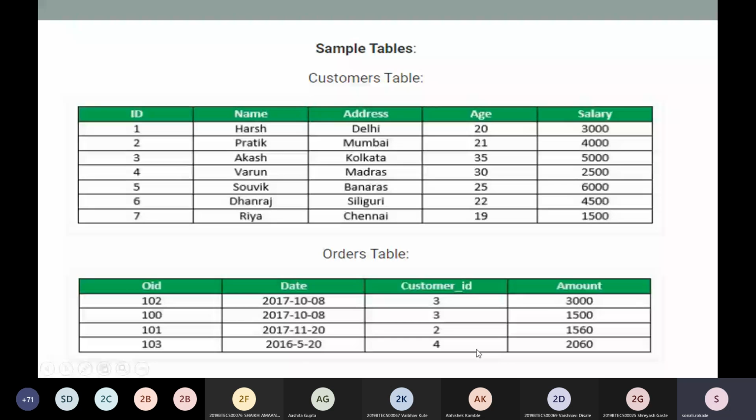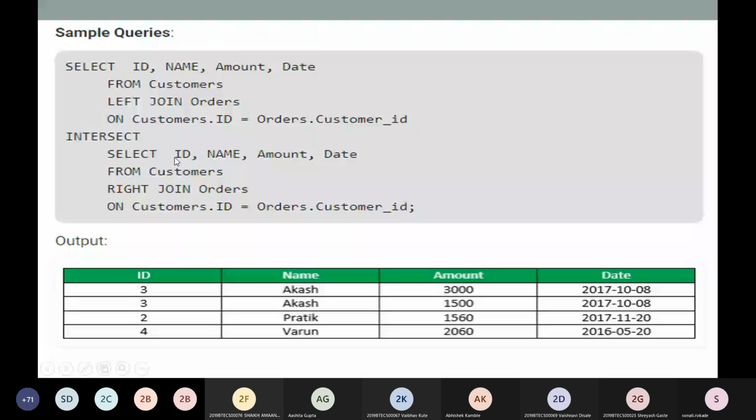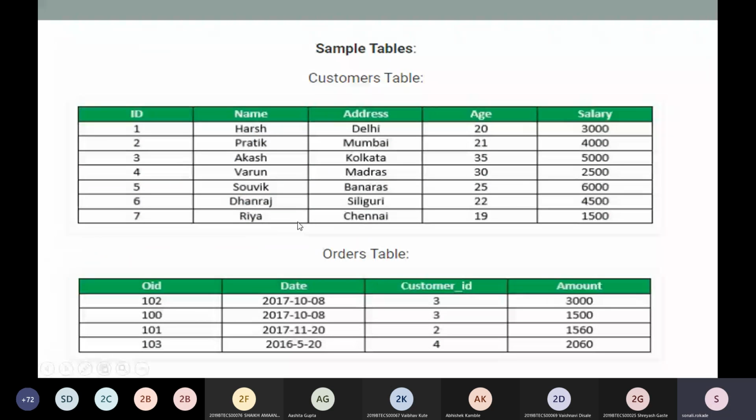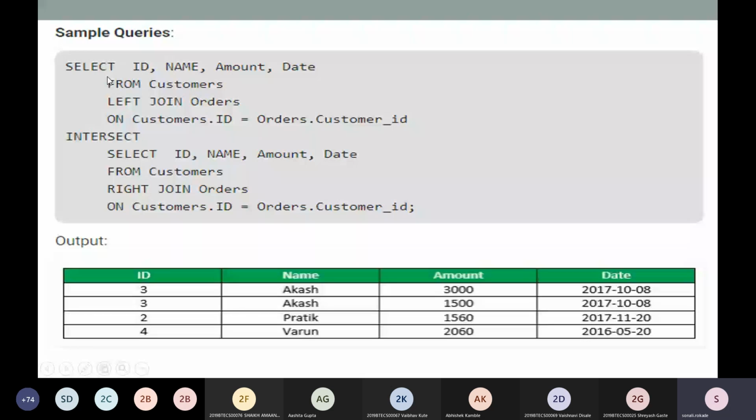So how will we apply this intersect join? What is the motto of using this intersection join? We have to find out which are the common values between them. For applying intersect, we use select statements connected with the intersect clause. So select ID, name, amount, and date from customers. We will apply a left join with the orders table, on customers.id equal to orders.customer_id, that we have seen.